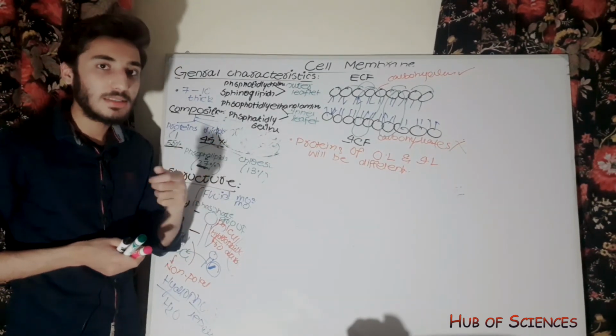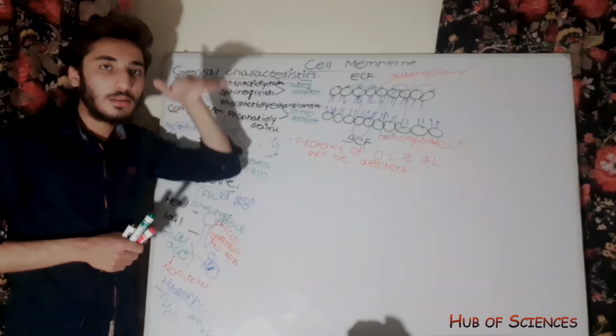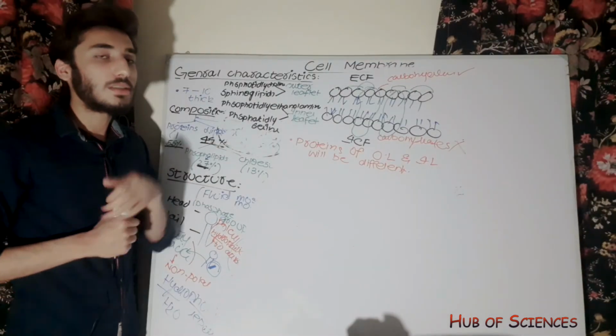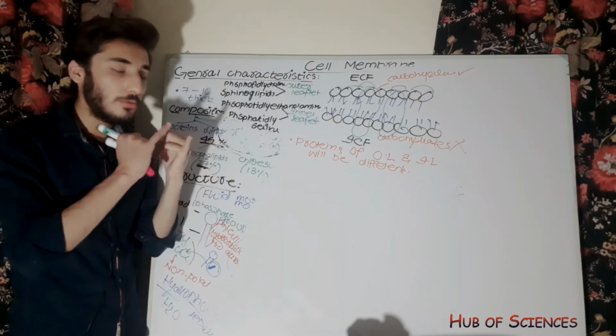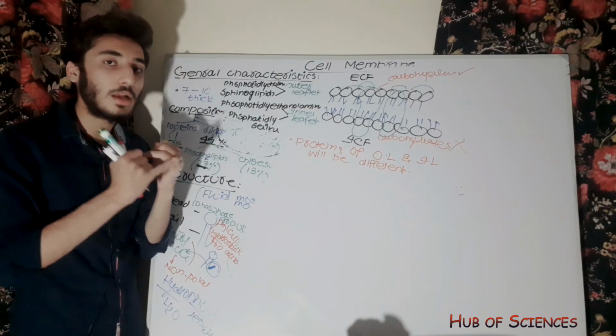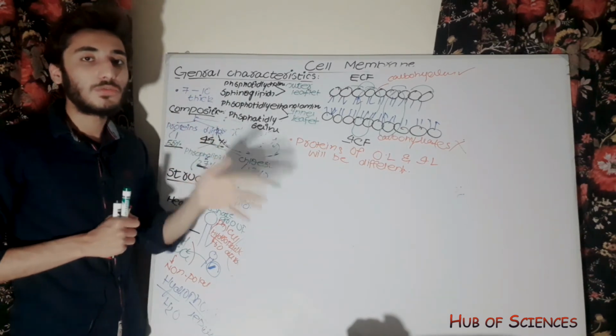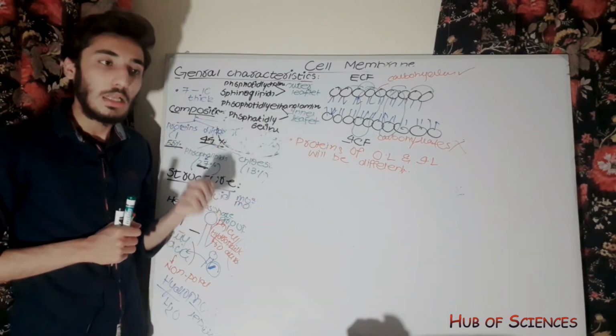The second difference is the proteins. The proteins present in the outer leaflet of the cell membrane are different from the proteins present in the inner leaflet. And the third major difference is the abundance of lipids. The most abundant lipids in the outer leaflet are phosphatidylcholine and sphingolipid, while the most abundant lipids in the inner leaflet are phosphatidyl ethanolamine, phosphatidyl serine, etc.